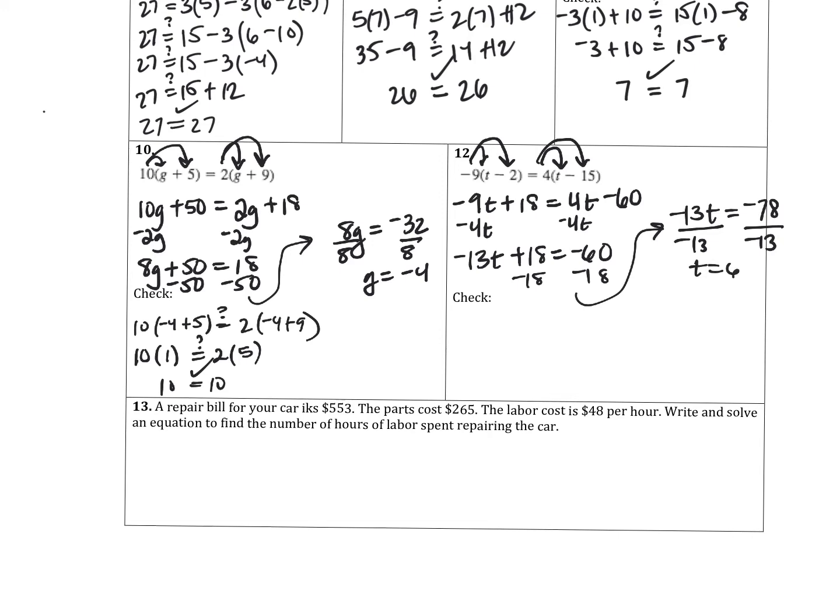Let's check if we're right. Negative 9 times (6 minus 2). Is that equal to 4 times (6 minus 15)? Negative 9 times 6 minus 2 is 4. Is that equal to 4 times 6 minus 15, which is a negative 7?